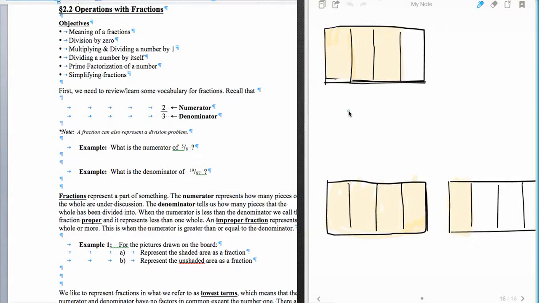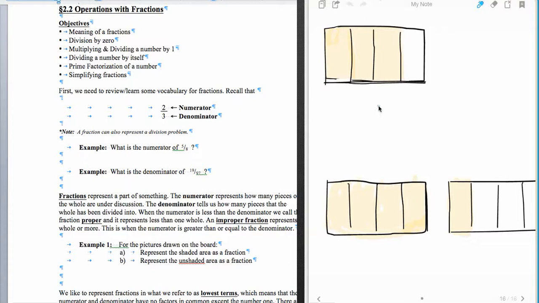If we're talking about an improper fraction, we're talking about a whole or more than a whole. If we're talking about two or more wholes, each of the whole things is going to be broken into the same number of pieces. That's very important. So here you'll see these two whole things broken into the same number of pieces.